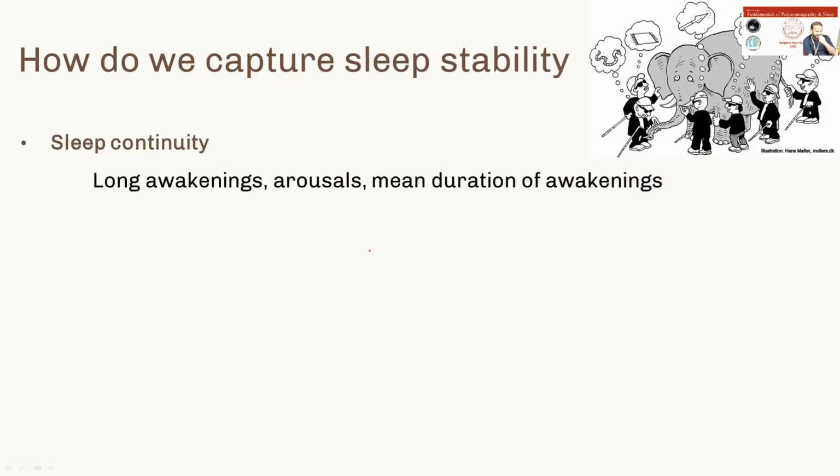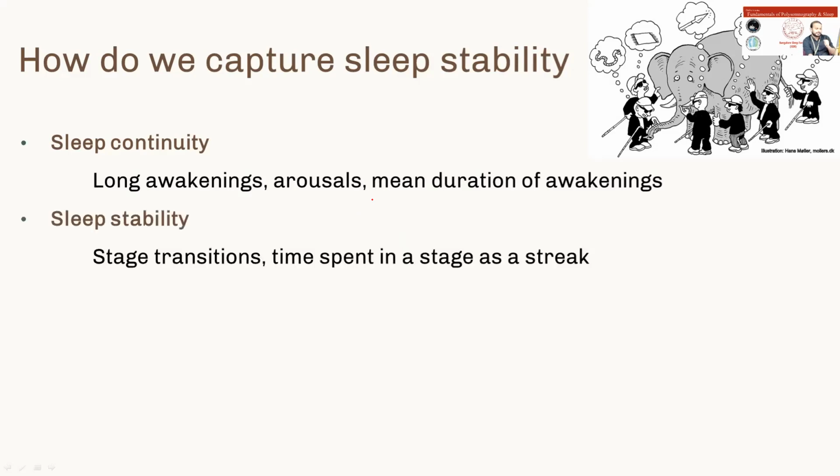So if you read, I think after chapter number 100 of the sleep medicine book by Dement, they talk about some of these measures. So the whole idea is, how do we conceptualize capturing sleep stability? One is we can talk about sleep continuity. So long awakenings, arousals, mean duration of awakenings, these are indications of sleep continuity.